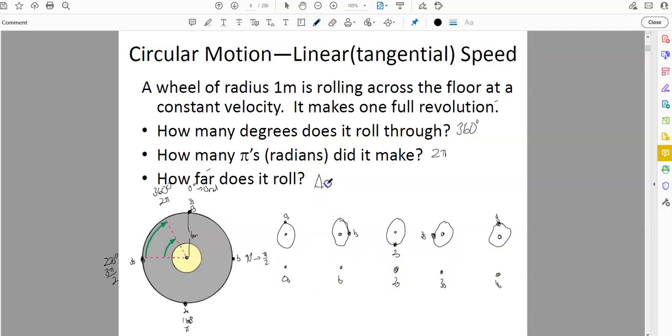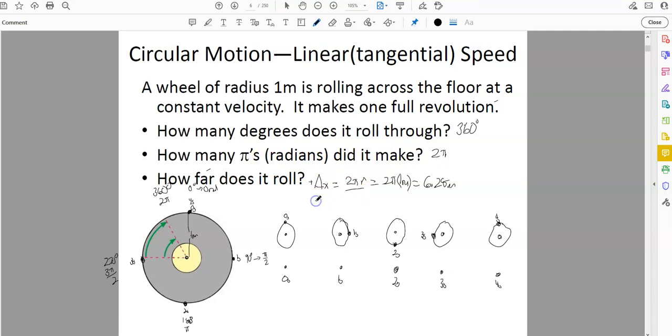So how far it rolls in the x direction, and its displacement is going to be in the positive x direction, is actually going to be 2 pi times r. Or in our case, 2 pi times 1 meter, which is 6.28 meters, which is the circumference of the circle. And that's also why 2 pi is in here for radians.